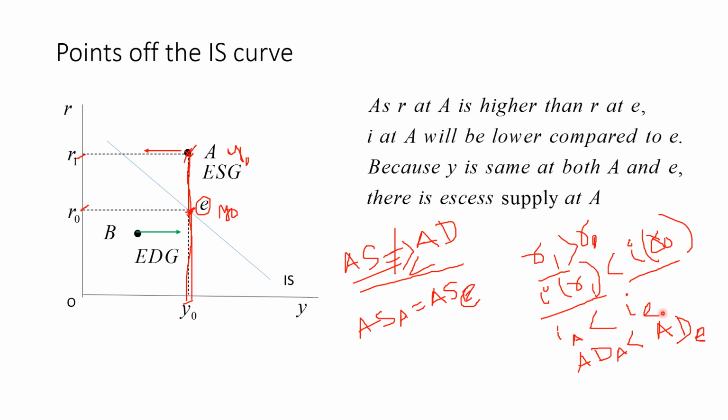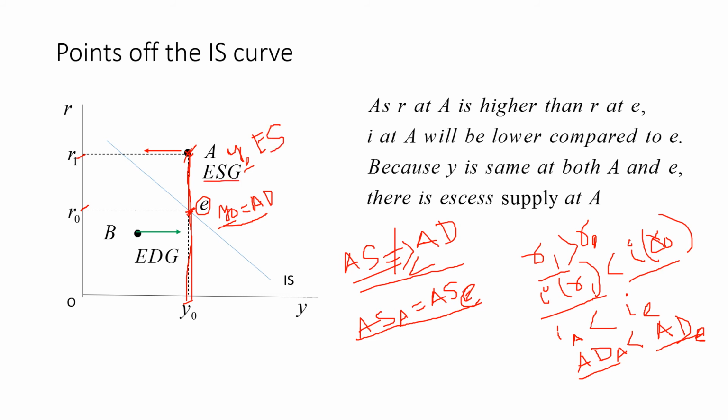If your investment is smaller, your aggregate demand is also lower. Now remember, at E your aggregate supply is exactly equal to aggregate demand because you are on the IS curve. But here your aggregate supply is just as at point E, but your aggregate demand is less than what it is at point E. So there must be excess supply at point A, excess supply in the goods market.